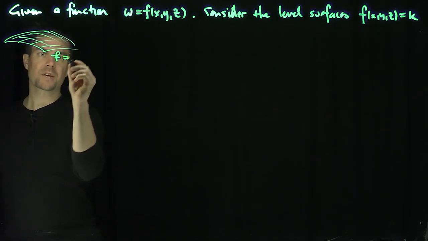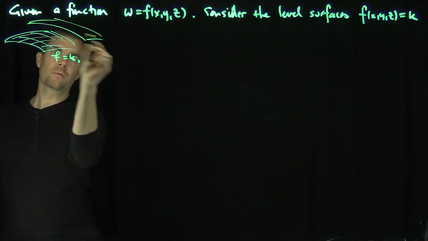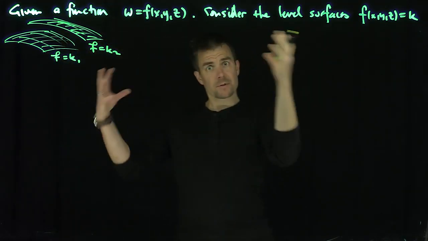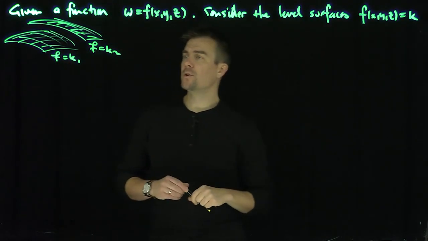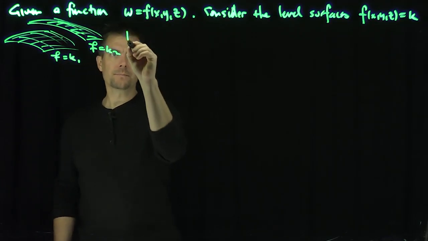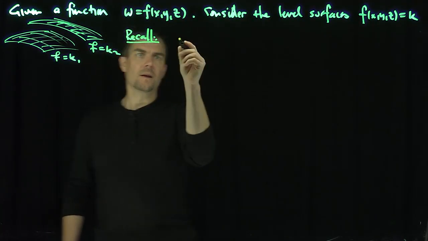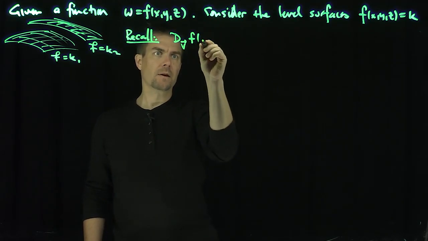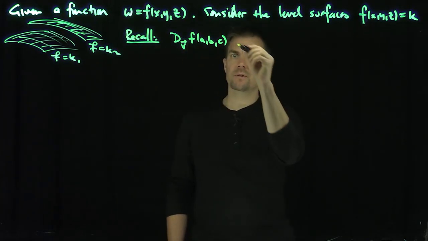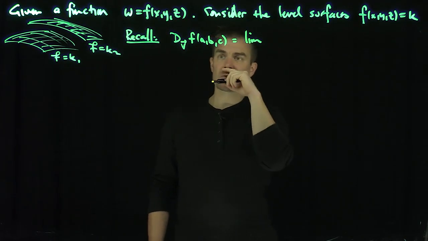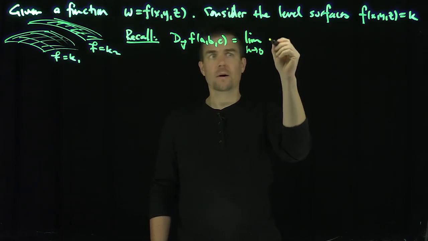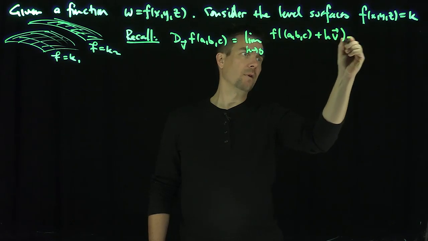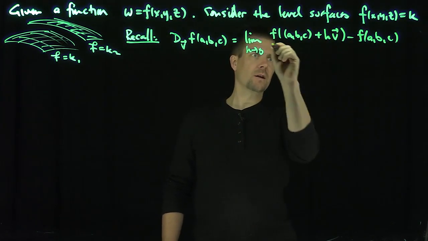That's one. That might be like f equals k1. This might be f equals k2. And these level surfaces foliate three-dimensional space, okay? What I want to do now is define, let's recall, the directional derivative in the direction of a vector v of f at a, b, c. This directional derivative is the limit as h goes to 0 of f of a, b, c plus hv minus f of a, b, c, all divided by h.